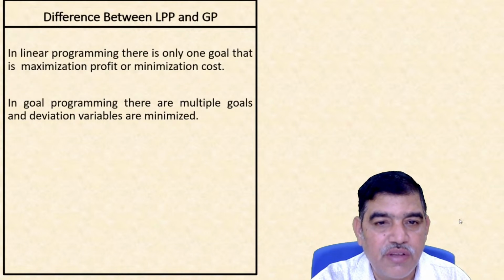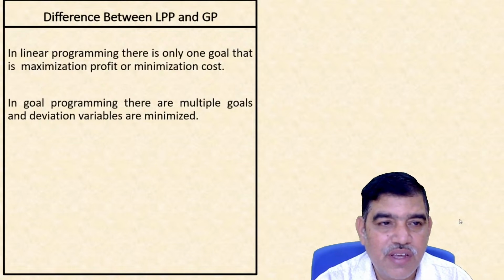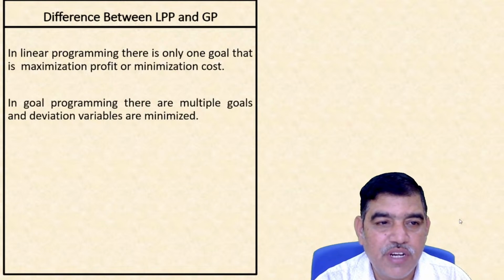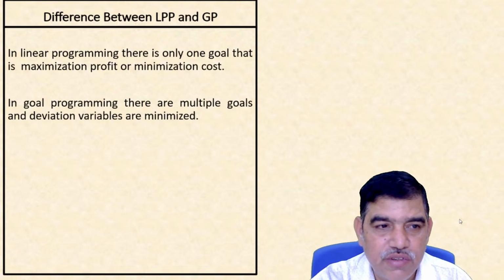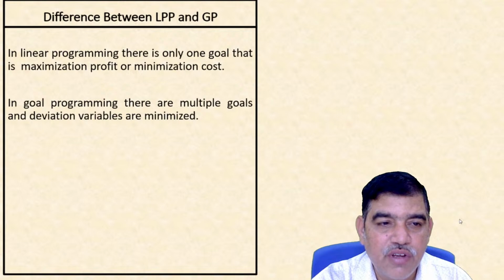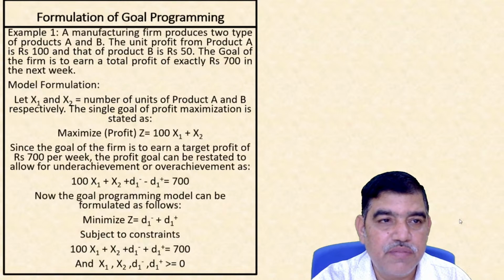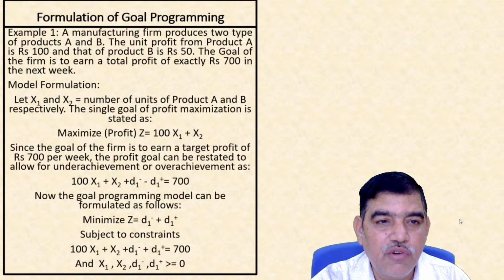The difference is that linear programming has only one goal, that is maximization of profit or minimization of cost. But in goal programming, there are multiple goals with deviational variables, and we try to minimize the deviational variables. That is the only difference between LPP and GP. And we learned how to formulate goal programming with two suitable examples.